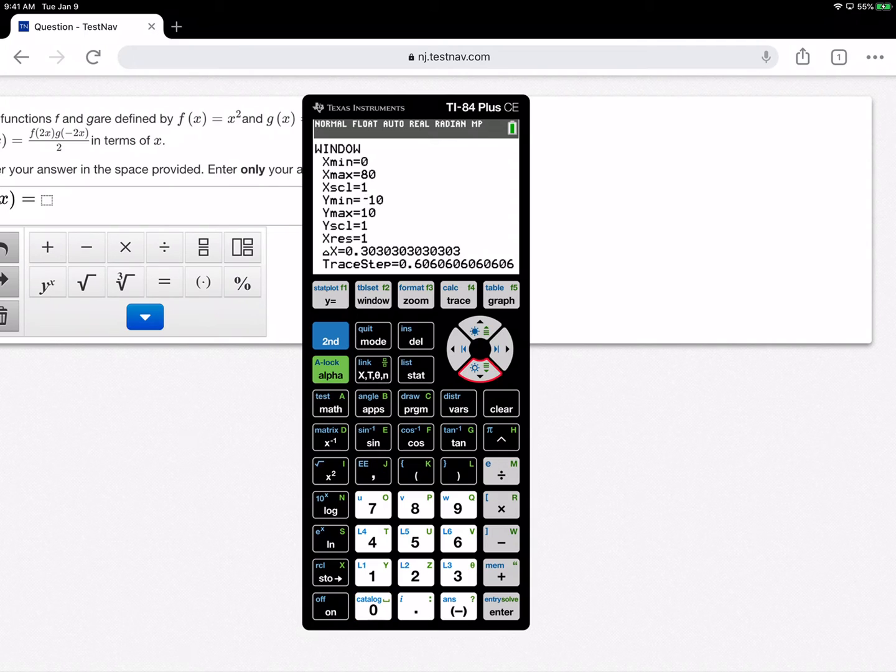And the y scale to be 1. Y min here, let's make this 0. Actually, making it 0 is fine. Y max to be 35, and now let's press graph. There we go. Okay, so now we have all the values from 0 to 35 for y and 0 to 80 for my x.